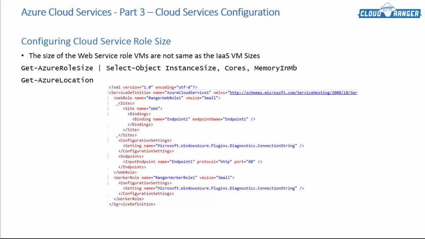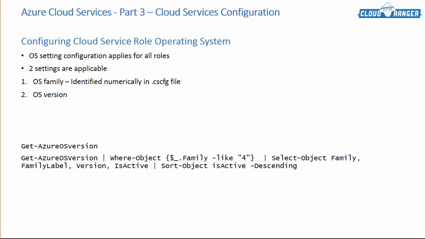Let's actually move on to the next slide, and what we are going to talk about is the cloud service role operating system. So all these virtual machines, just like infrastructure as a service, you can choose the operating system that goes on the virtual machine. A couple of things to remember here: the operating system setting configuration applies for all the roles. Just to keep it consistent, you cannot have one role in your web, one role in your worker, and different operating systems. It has to be the same setting for all the roles across the cloud service. So once you say that you want Windows 2012 R2 and the latest release, you have to make sure that it is for all of them.